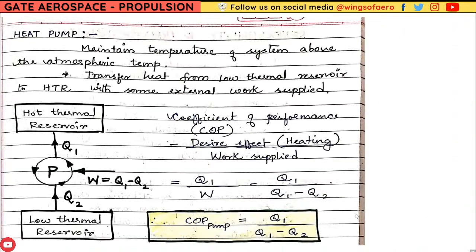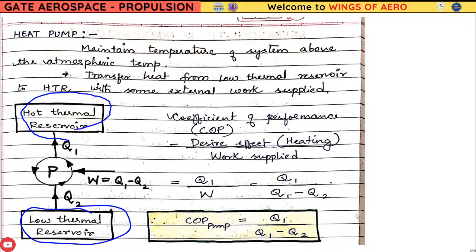Now what happens in a heat pump? A heat pump also moves heat from the low thermal reservoir to the high thermal reservoir, but what it does is liberate a hot gas into the environment. That is, here we are talking about heating. In a heat pump, we are talking about heating.